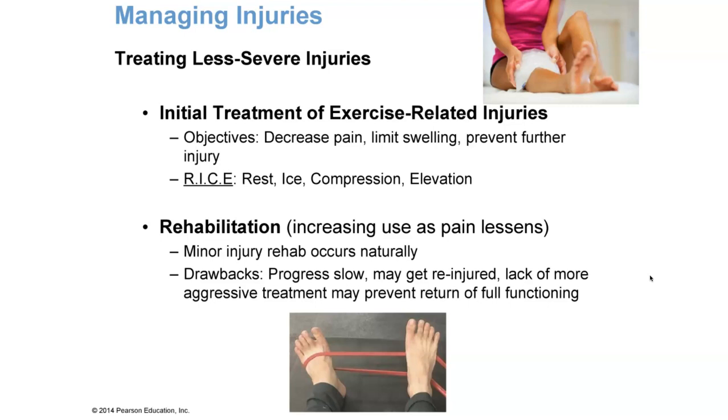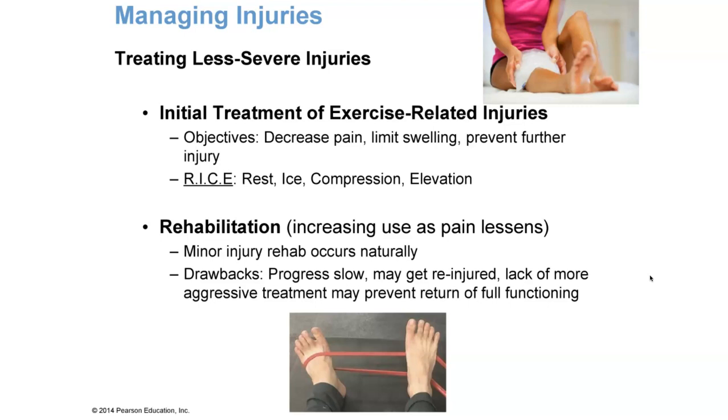Ice is pretty much self-explanatory. You're going to ice the area. As far as compression goes, you may wear a compression sleeve, or you might use an ACE wrap or something like that. And then as far as elevation goes, you just want to make sure that the injured area is elevated, and that's going to help with the swelling.